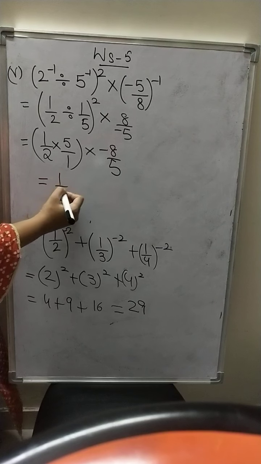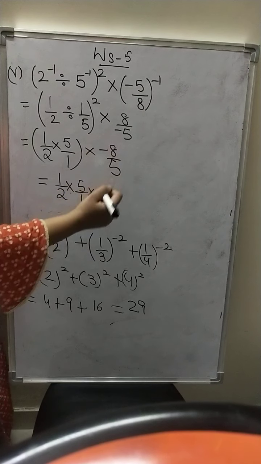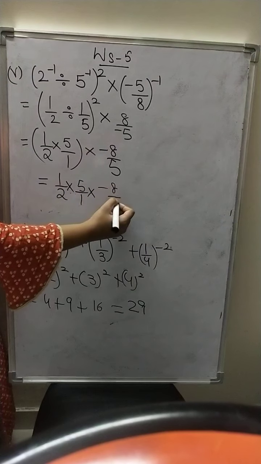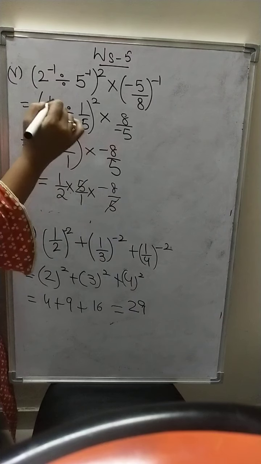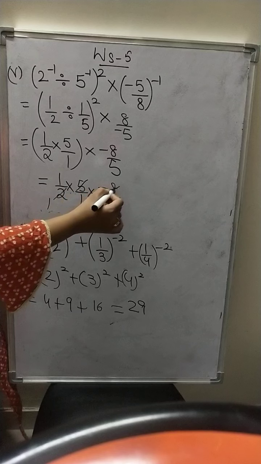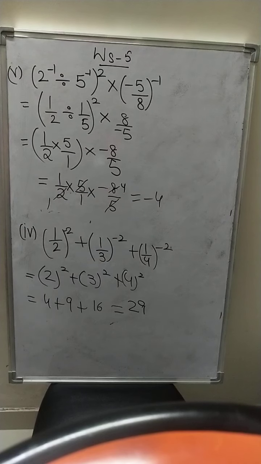Now let us solve. I get 1 upon 2 into 5 upon 1 into minus 8 upon 5. Now we'll cancel whatever is being cancelled. So 5 cancels with 5, 2 ones are and 2 fours are. So my answer here comes out to be minus 4. So the answer for the fifth part we are getting is minus 4.